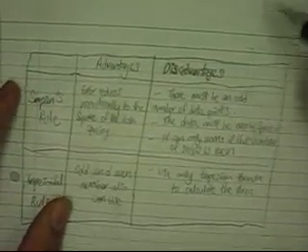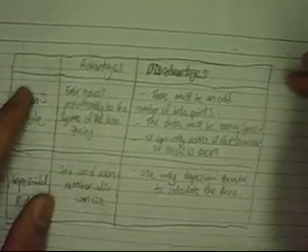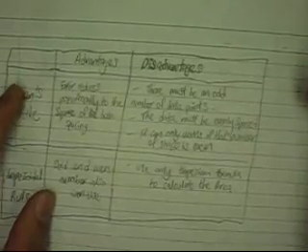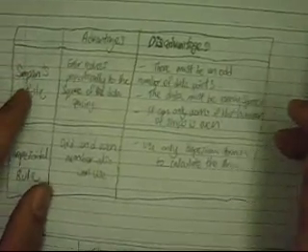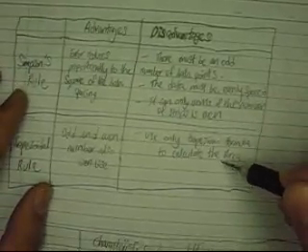Now the disadvantages of Simpson's rule: there must be an odd number of data points. The data must be evenly spaced. It can only work if the number of strips is even. For the disadvantages of the trapezoidal rule, it can only use the trapezium formula to calculate the area.